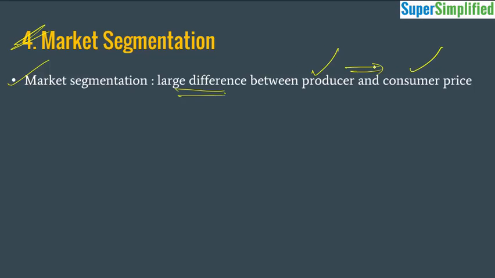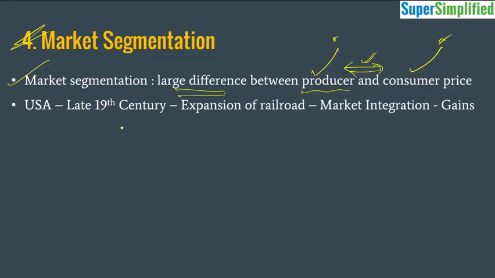So there are a lot of mediators in between, and they are eating away all the benefit. So these two entities are still suffering. In order to improve this particular situation, we have to focus on market integration. This was actually seen in USA in the late 19th century when the expansion of railroad was happening.